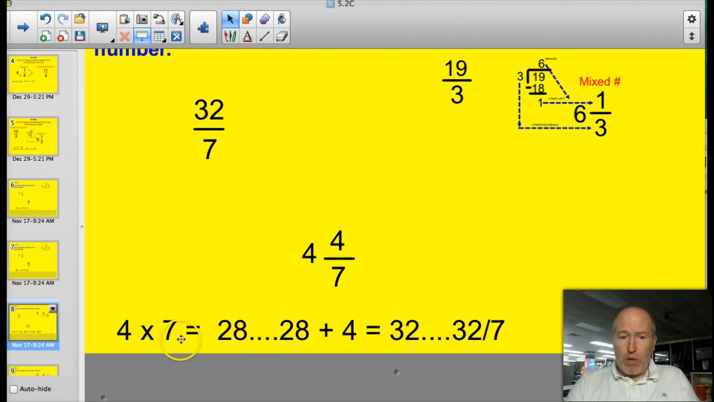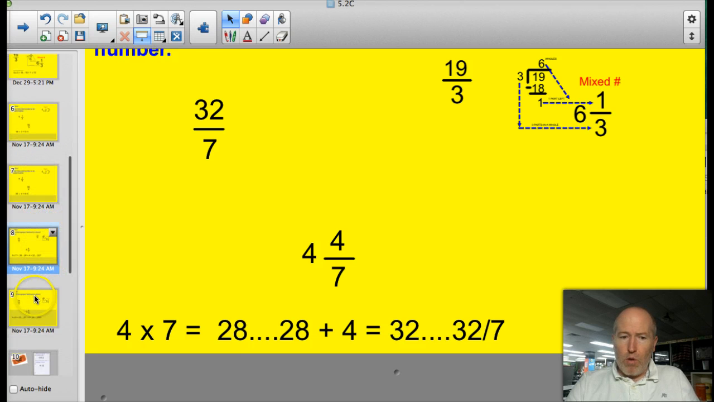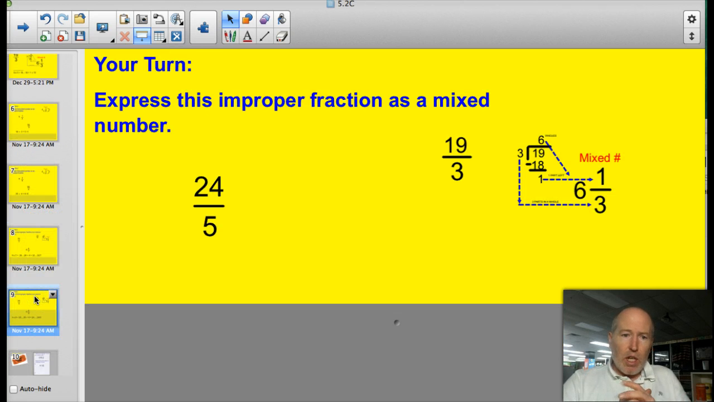4 times 7 is 28, plus 4, 32/7. Pretty straightforward, right? One more for the road. I'll give you the answer to the trivia question. Express this improper fraction as a mixed number. Go ahead.